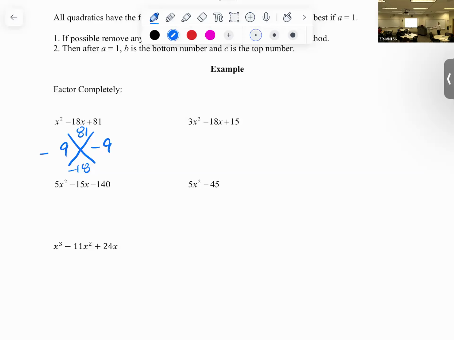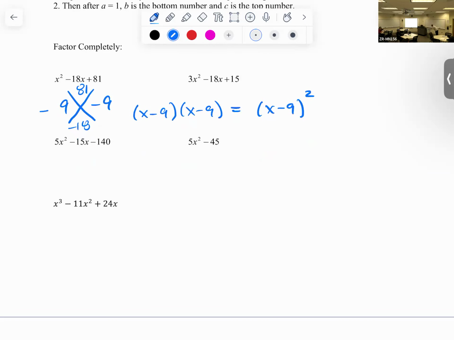And look, I identified my factors, which means this becomes x minus 9 times x minus 9. And then just to refresh, I can also write this as x minus 9 squared. We talked about this quite a bit prior to the midterm. Be aware that either of these are correct, and a lot of people like to leave it like this, but I just want to refresh everyone what that means.